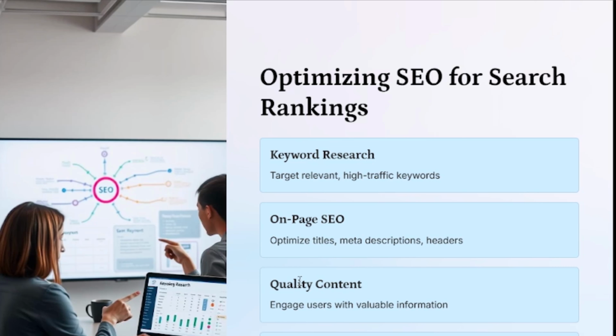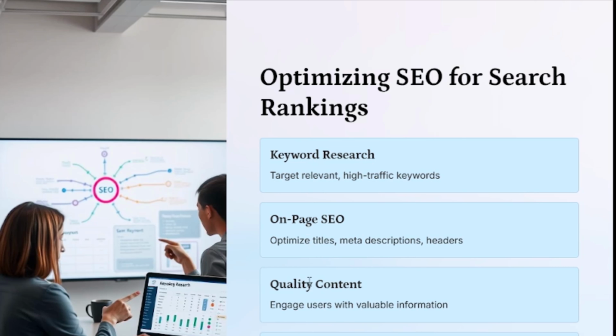Then the next one is on-page SEO. We've already talked about how you can do that in the previous video, so you might want to check back on our previous video on how to do that. This is where you optimize your website titles, your meta descriptions, your headers such as your page title, and all of those on your website.